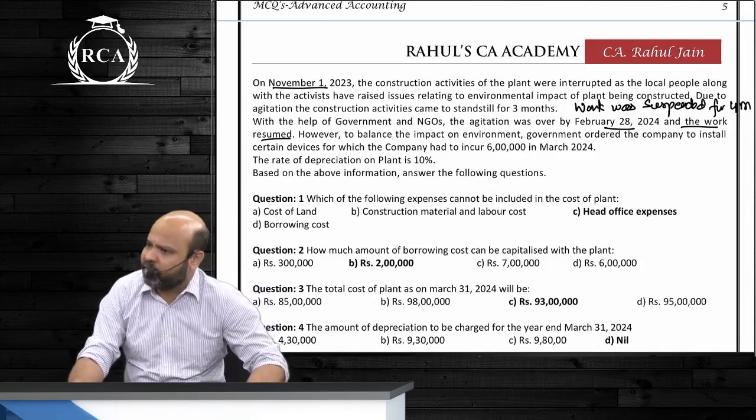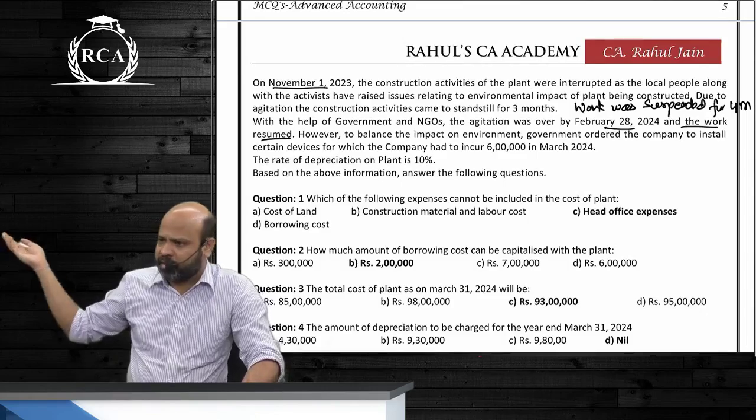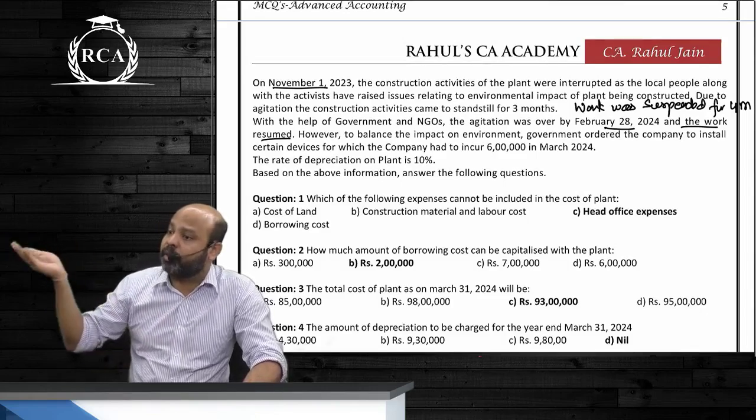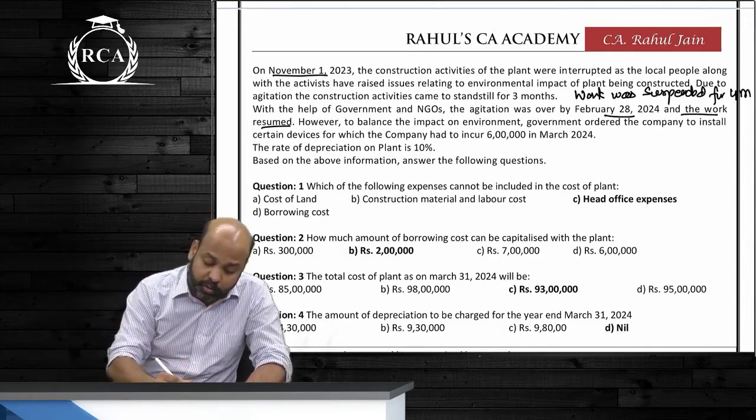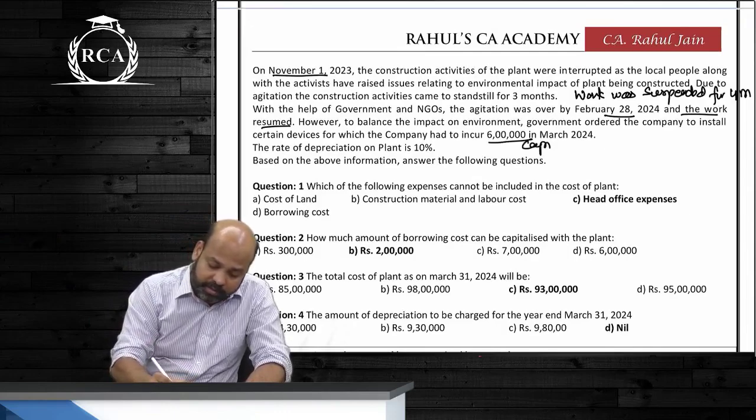Whatever expenses we are incurring, it is not an abnormal expenditure, beta. It is required. Without that, we will not be able to operate the asset. So we should capitalize this.